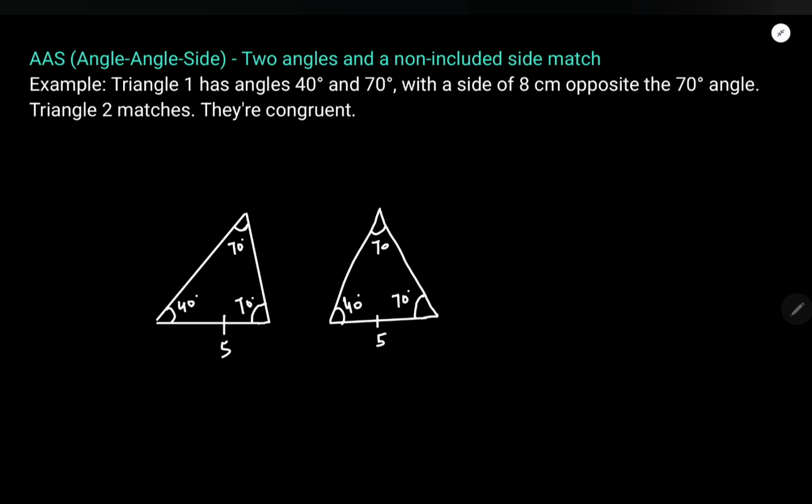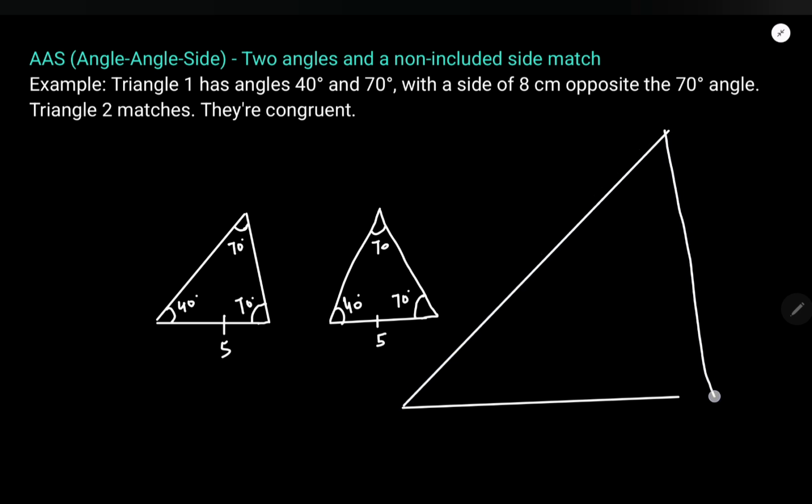But when you don't know the length of any side, then you can get different measurements. You can take a longer side here, and still take 40 degrees here and 70 degrees here.